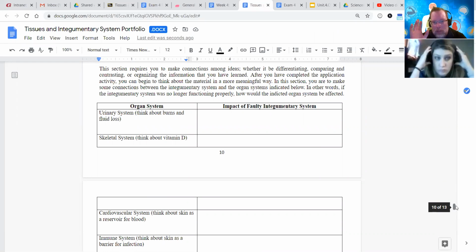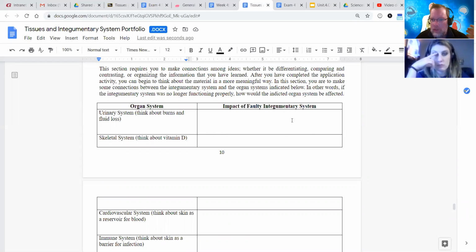So we start with integumentary. We've got all these other body systems. So you're going to go through, and I give you a little bit of clues in here. But again, just how would the urinary system, if the urinary system is having to do, or any of these systems are having to do more work. That's kind of what the implication is here.